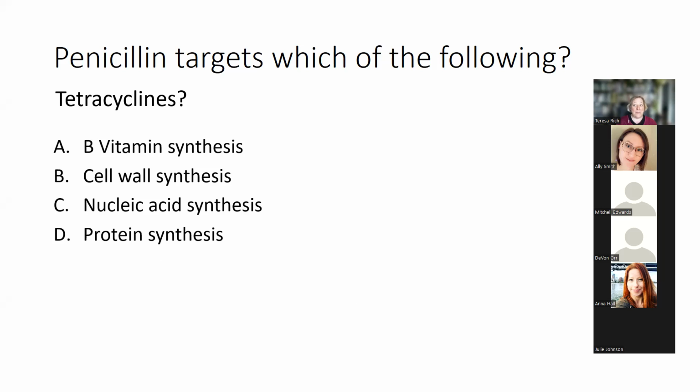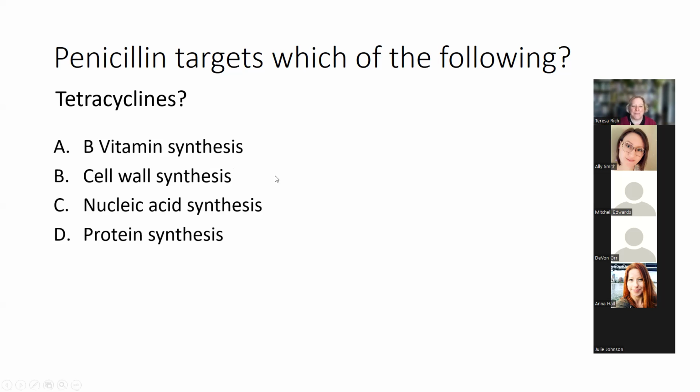Tetracyclines bind to 70S ribosomes. And if you bind to 70S ribosomes and stop them from doing their jobs, then the cell can't make any proteins. The next favorite answer was B vitamin synthesis. That's an indirect consequence. If you're not making proteins, you're not making the enzymes that make folic acid, but that's kind of indirect. It directly targets protein synthesis. Same thing for nucleic acid synthesis. If you're not making enzymes to replicate your nucleic acids, then that's an indirect consequence. But we would go with protein synthesis as being the correct answer for this one.